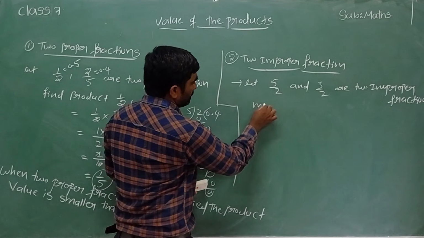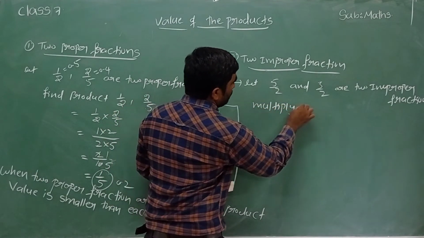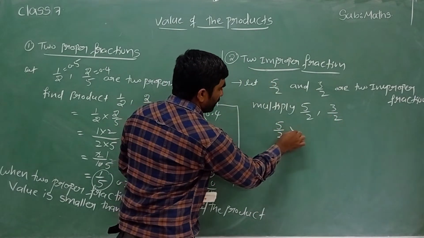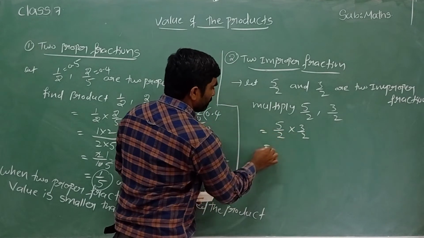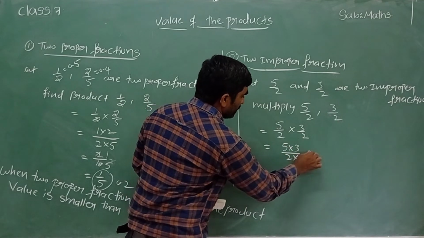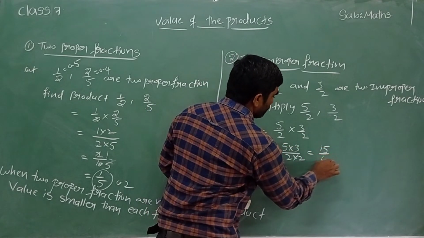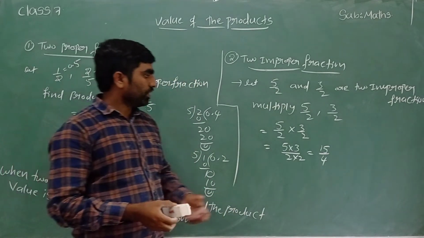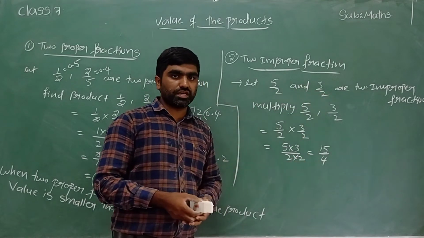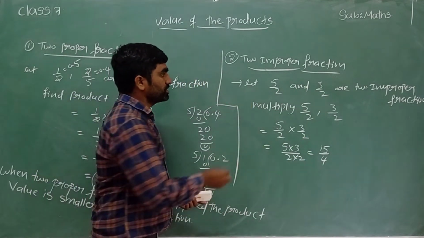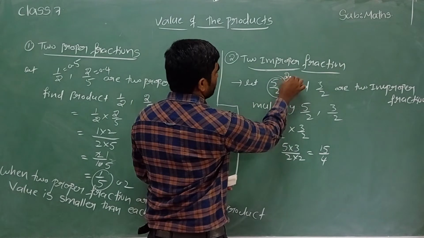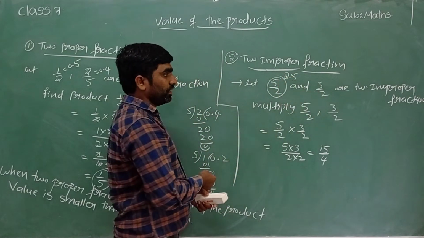Now let's multiply 5 by 2 and 3 by 2. When I multiply these both, 5 into 3, multiply numerators, multiply denominators, is equal to 5 3s are 15 by 4. Now verify, is that result value 15 by 4 more than each fraction or less than each fraction? See what 5 by 2 actually is. Decimal expansion of 5 by 2: half of 5, 2.5. 3 by 2 means half of 3, 1.5.